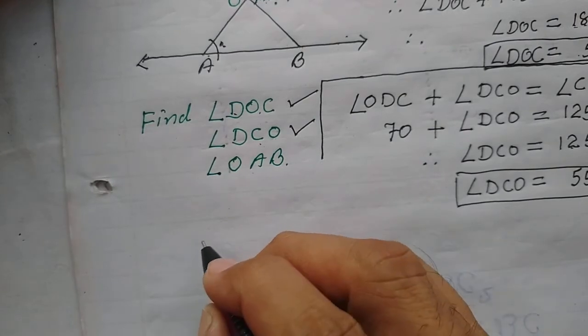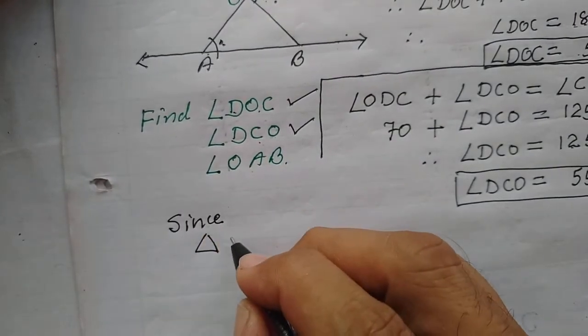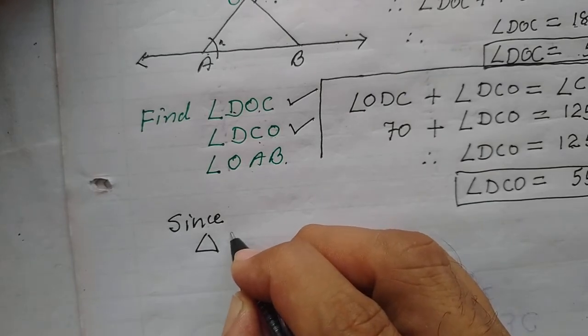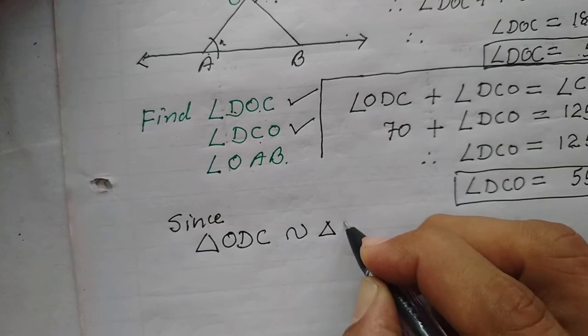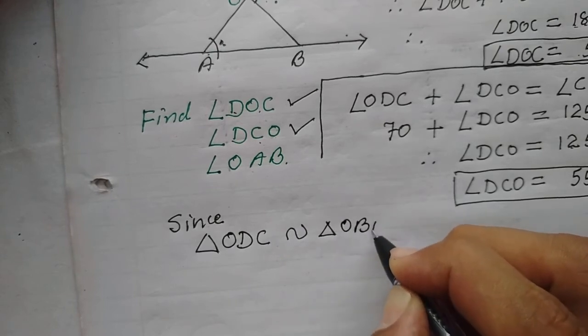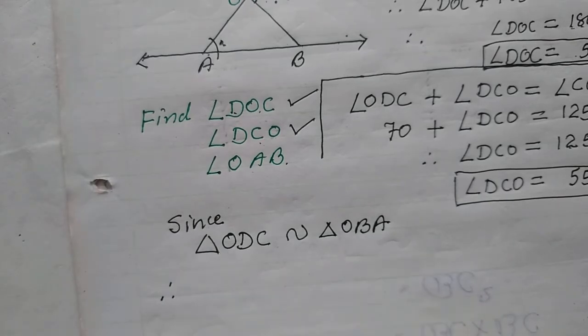So now here use the given condition. Since triangle similarity is given, triangle ODC is similar to triangle OBA. Therefore children, corresponding angles are equal.